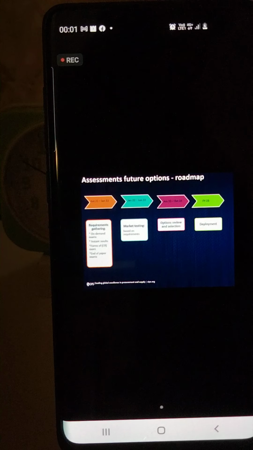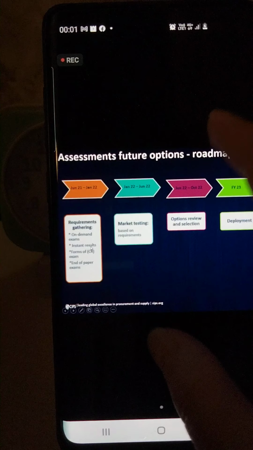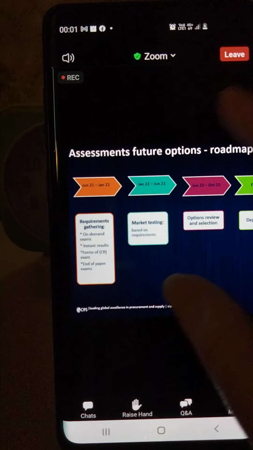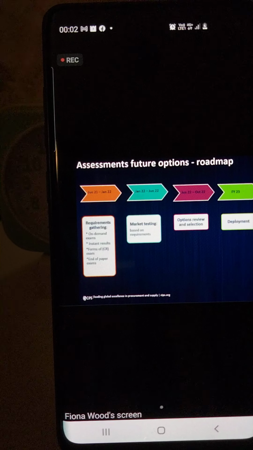So that's the process that we're going through, and now we're going to go through a little workflow map. So we are here, it's now July, so we started the roadmap for this assessment review in June this year, and Angèle and her colleagues have been very generous in supporting us with this. So we are gathering requirements at the moment. This is for the on-demand exams. We're looking at instant results, and whether or not, in the same way as I described your driving test theory, we can offer results immediately, and how important that is.